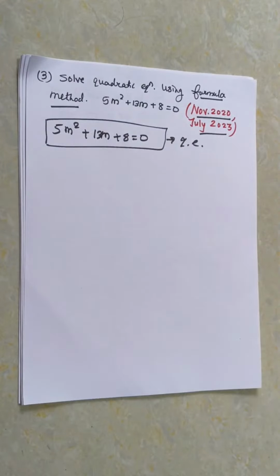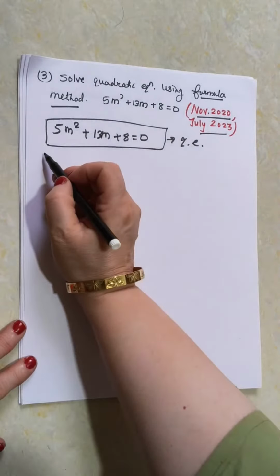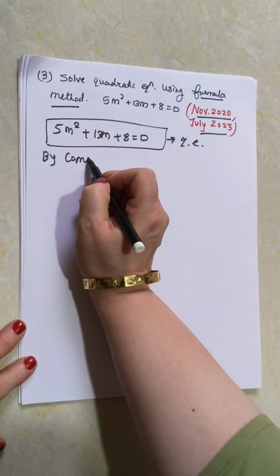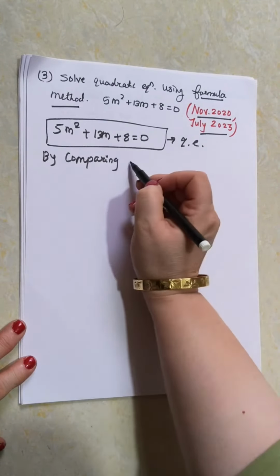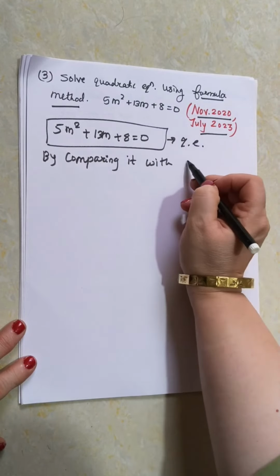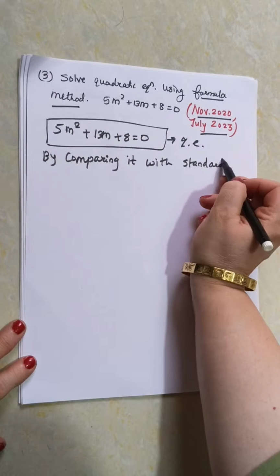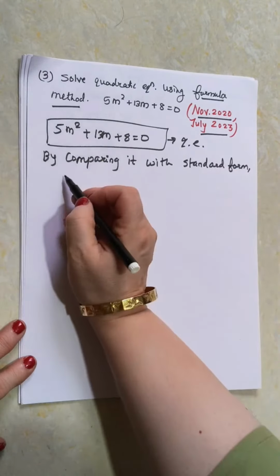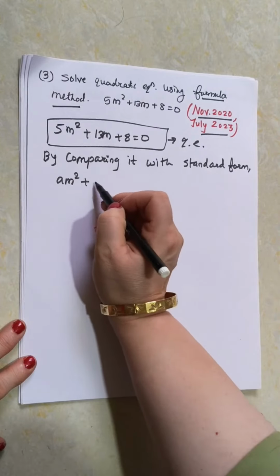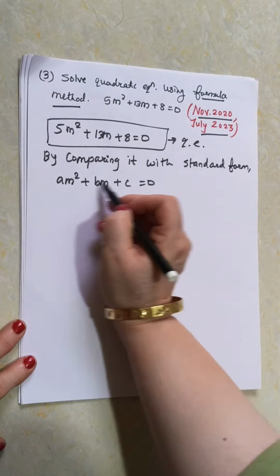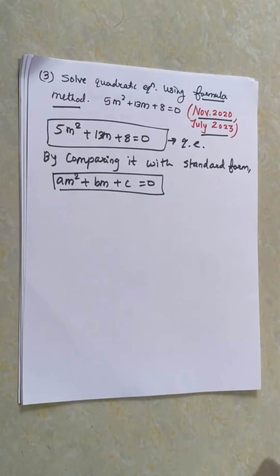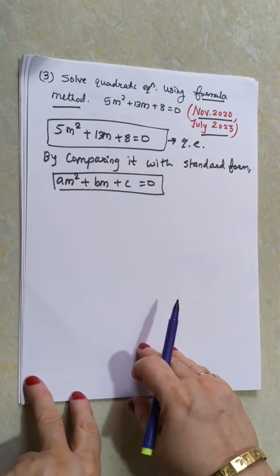This equation we are going to compare with the standard form. So what is our standard form? am square plus bm plus c is equals to 0. Be careful whenever you are writing standard form. Don't hesitate to write the variable properly. Whenever it is m, you have to write variable m only. Don't write other variables.